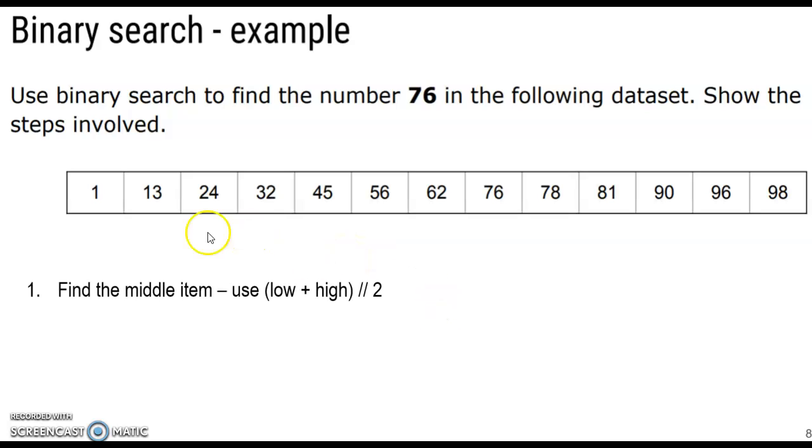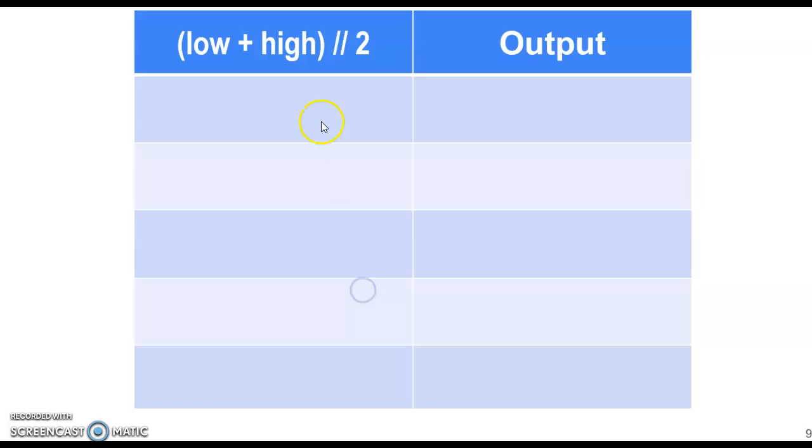So what we're going to do here first of all is find the middle item, and we're going to use this low plus high floor division 2. And this is really important that we understand what's going on here with floor division. So floor division, here's a couple of very simple examples.